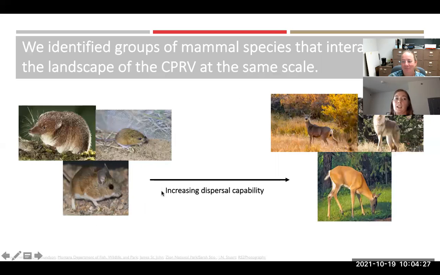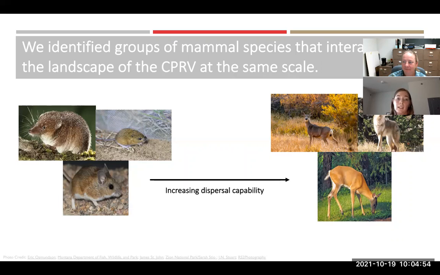I don't want to spend too much time on methods, but I do want to give a summary of the approach we took. We wanted to identify groups of mammals that interact with the landscape basically in the same way. So we used a tested approach called a discontinuity analysis that evaluates the distribution of body masses of mammal species in the area and identifies groups of like species, so groups of species with a similar body mass.